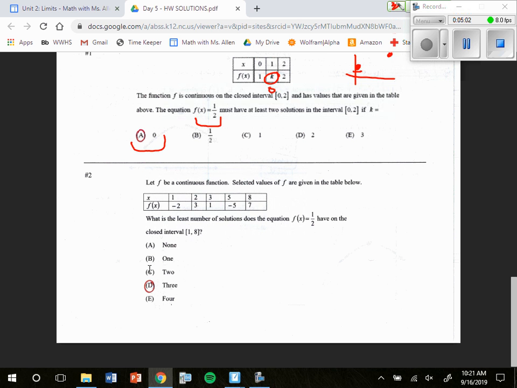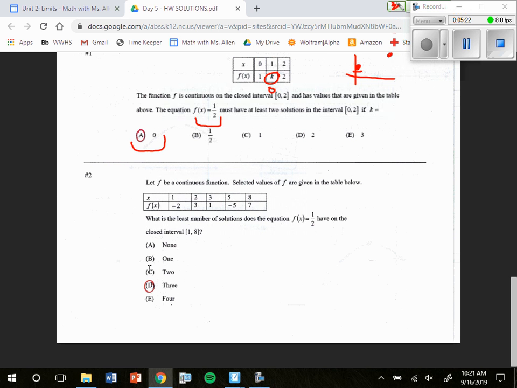Could I? Yeah, I could go down and then back up, but I don't have to. And the same thing for each of the other ones. Does that make more sense? So if I let it be 0, to go from 1 to 0, I have to pass through a y value of 1/2, and then from 0 to 2, I have to pass through again. So that's why 0 is your solution. Does that make more sense on that one?